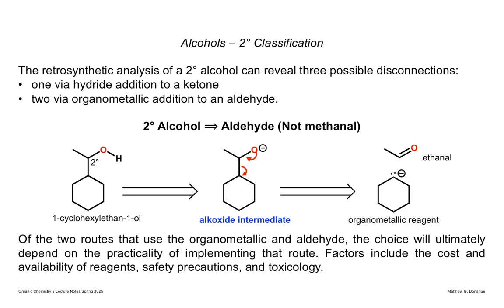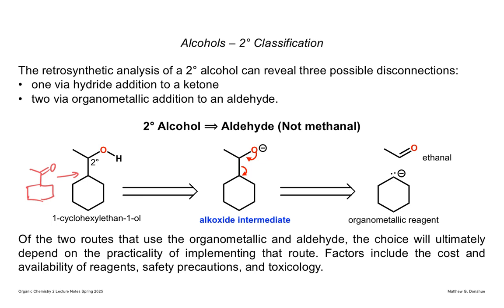So what if we want to make a secondary alcohol? And now, again, considering what we learned last time, we know that a secondary alcohol could come from a ketone. So we could take this ketone and reduce it with either sodium borohydride or lithium aluminum hydride. But if we don't have access to the hydride reagents, what are the other ways we can do it?